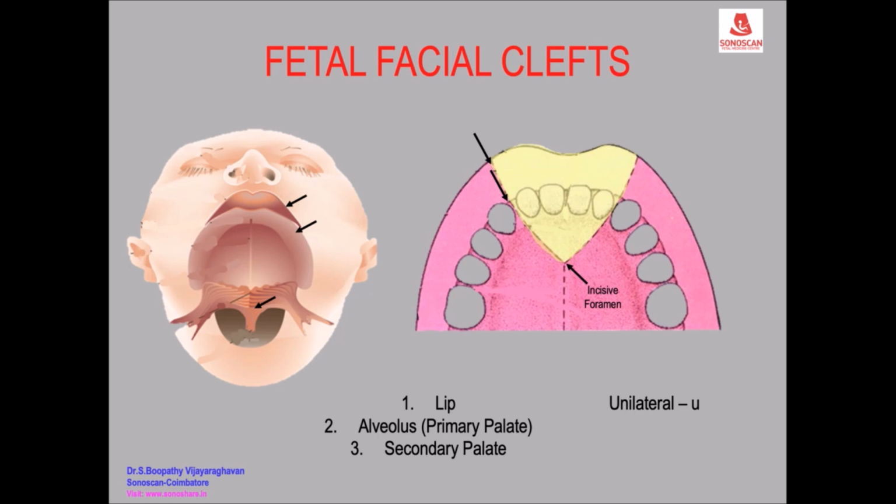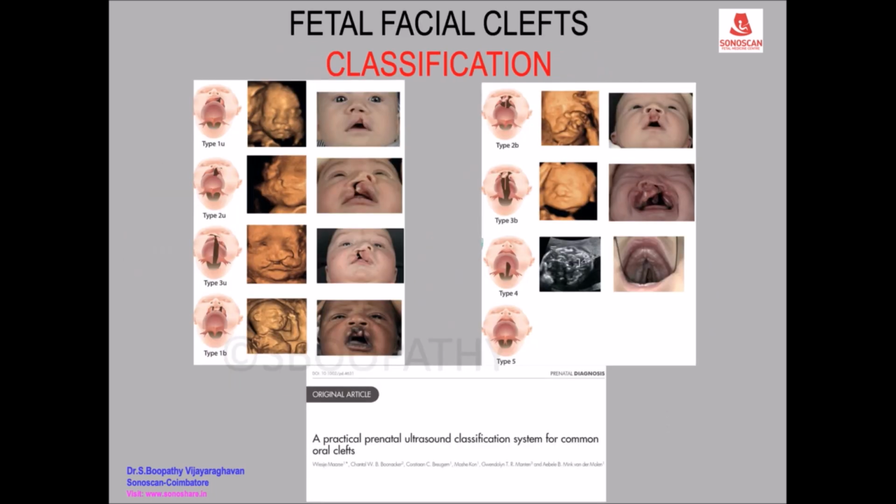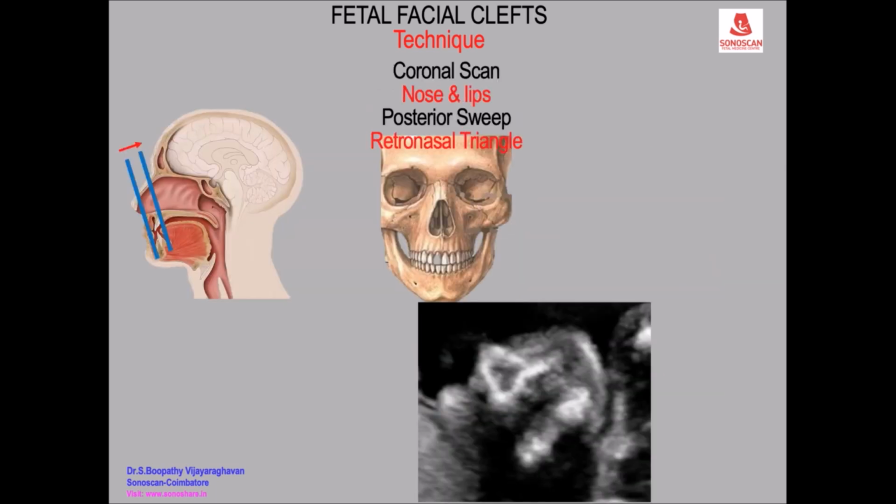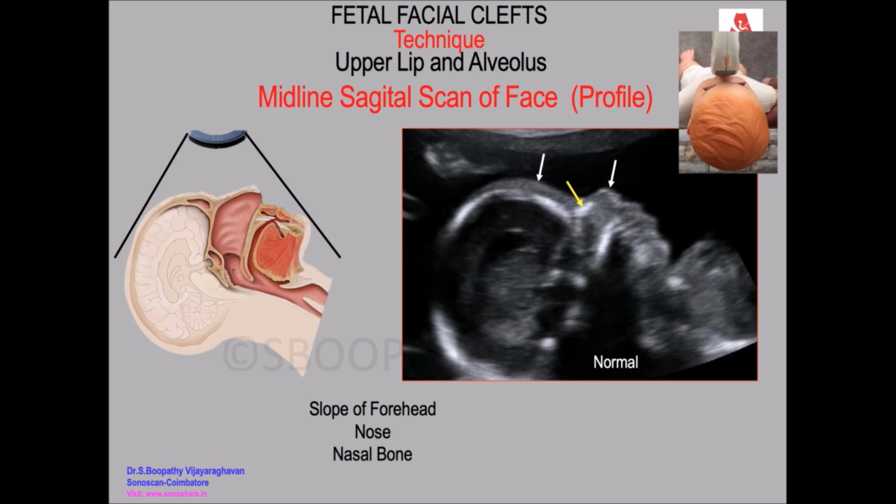The lip and alveolus can be unilateral or bilateral, or the cleft can be median, soft palate, unilateral or bilateral. We will see one by one. And the lower lip. So this is the normal appearance of the nose, lips, the alveolus forming, which gives a triangular appearance that is called the retronasal triangle. So the retronasal triangle is again a very important section in the facial clefts, along with the nasal bone and the nose, the upper lip, lower lip, the chin.